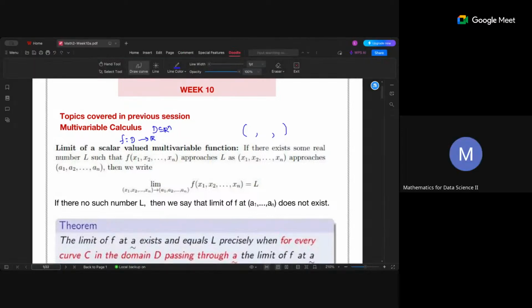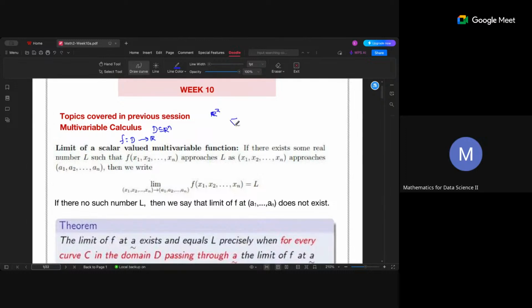Okay. So someone asked what is gradient. Now you are having a function from D to R where D is a domain in Rn. What is gradient? Suppose let us say your domain, for example, is R3. If your domain is R3, then what will you do?